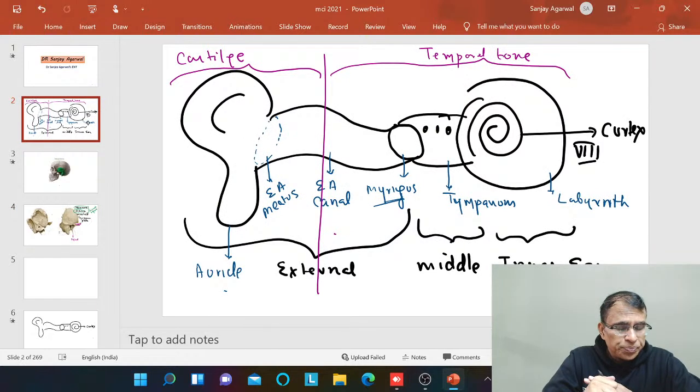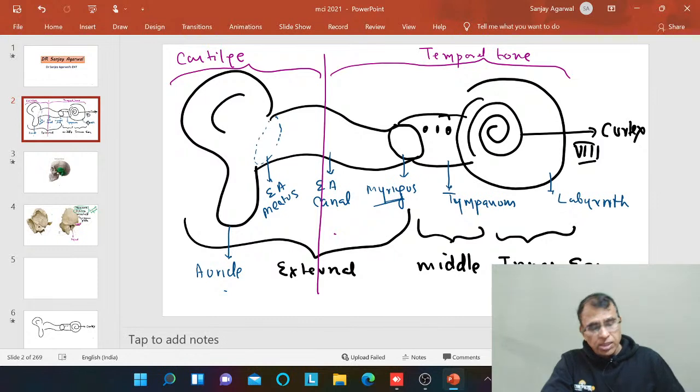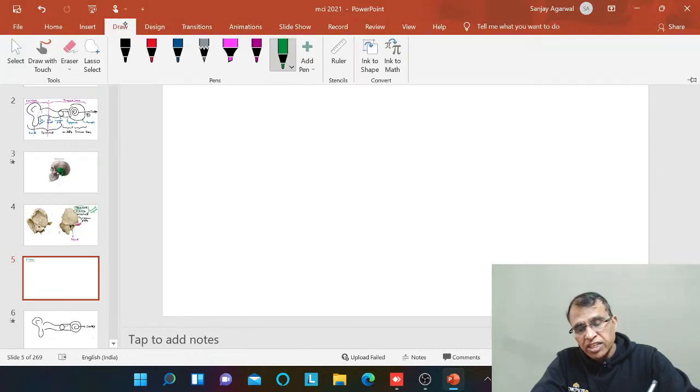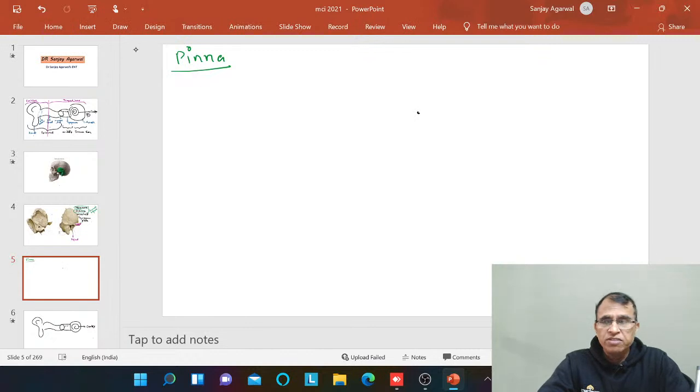And now what we'll do is we'll talk about individual parts. We'll talk about pinna and then canal and then tympanic membrane, middle ear, inner ear, things like that. First of all, pinna. There are two questions. They ask you, what is pinna made up of? Or what does pinna develop from? Where does pinna develop from?